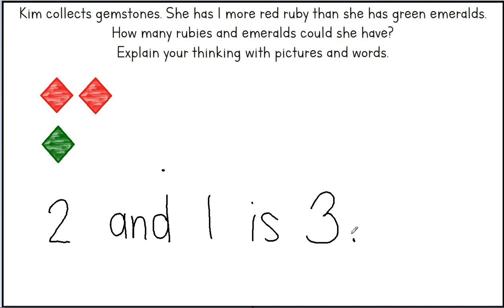All right, so again, there are so many answers to this. I can't do them all, but I would love to see what you guys come up with. Just remember that Kim has 1 extra or 1 more red ruby than green emeralds. And whatever you come up with, as long as you have that piece, it could be correct. All right, guys, good luck with this. Have fun. Bye.